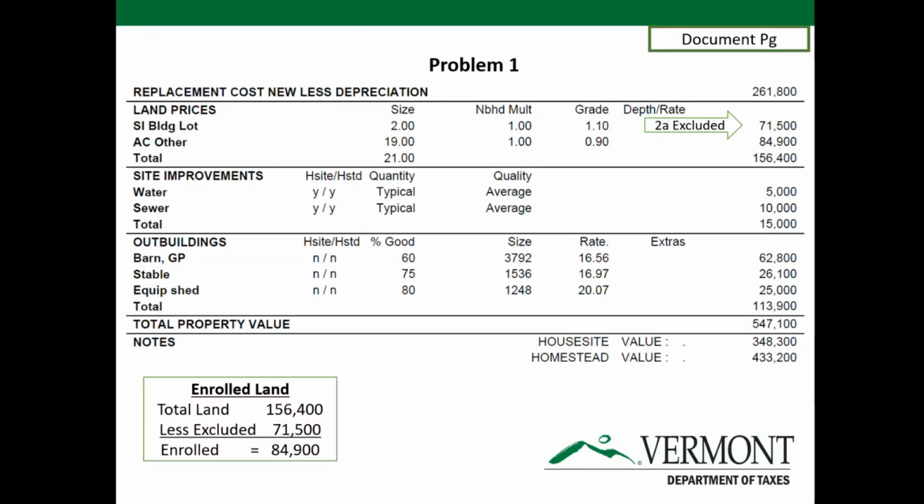how am I going to know what my enrolled land is? So as a matter of course, what we're going to do is take our total land value, in this case 156.4, and subtract what we've allocated according to statute, 71.5. That leaves us with 84.9. It's the same as what we see in this example, although it will not always be.